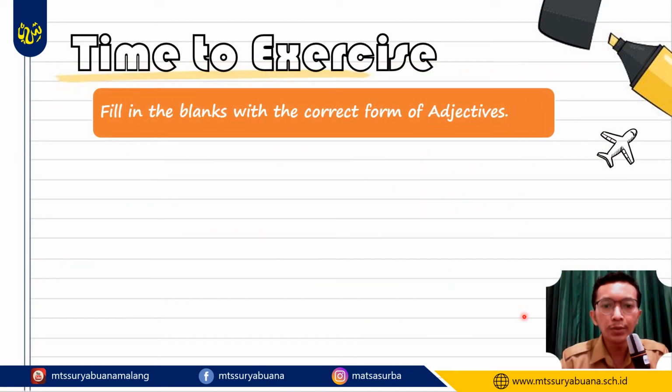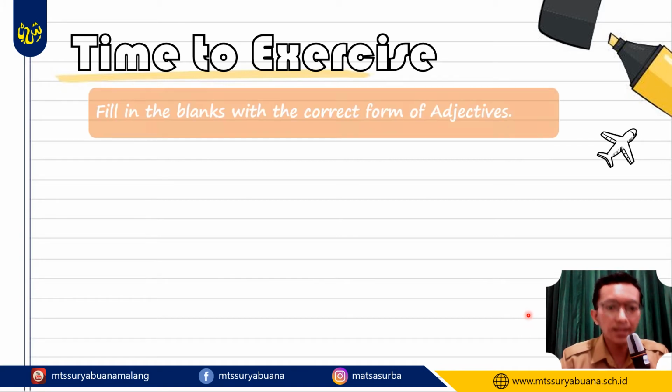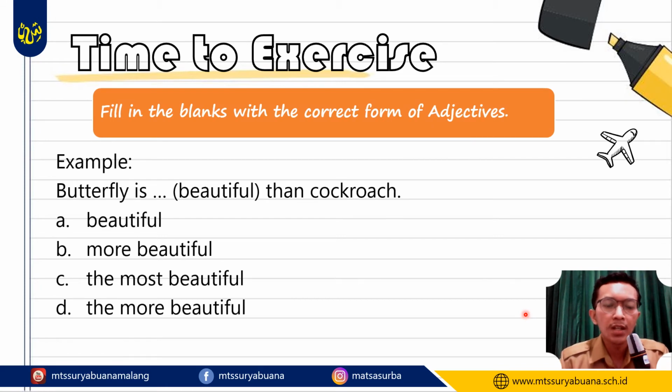Okay, it's time to exercise. Fill the blanks with the correct form of adjectives. I already provide an example for you of how to do this exercise. Butterfly is blank, beautiful, then cockroach. You can see here there is an adjective in the brackets that you have to change into the correct form of adjective. Of course, you have to see the sentence here.